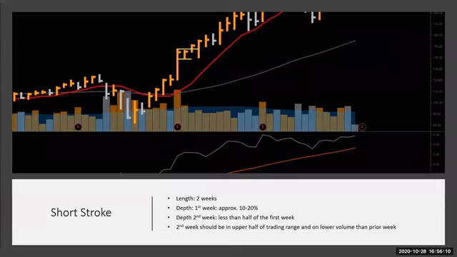Finally, the short stroke. The short stroke is the shortest pattern that you'll come across. It's funny to talk about it as one of the most common things that are occurring, but it tends to be rare.